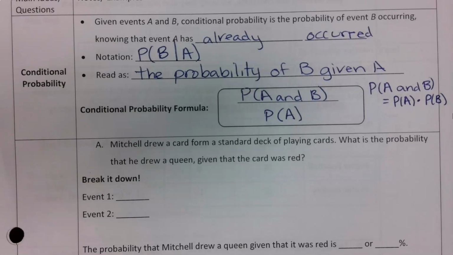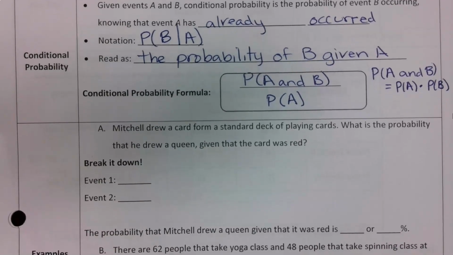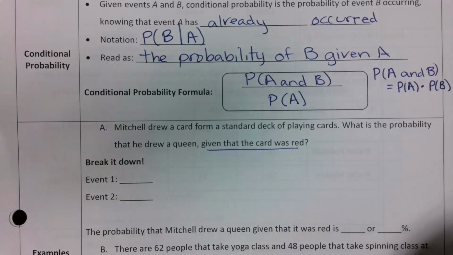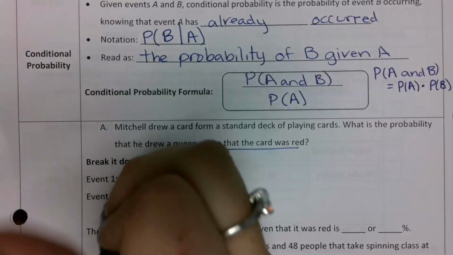Okay, so A says Mitchell drew a card from a standard deck of playing cards. What is the probability he drew a queen given that the card was red? So what is my first event in this problem? What had to have happened first? He wants to draw a queen. What happened first, though? Drawing the red. The phrase, given that the card was red, means that's the first event. And then he wants to get the queen.